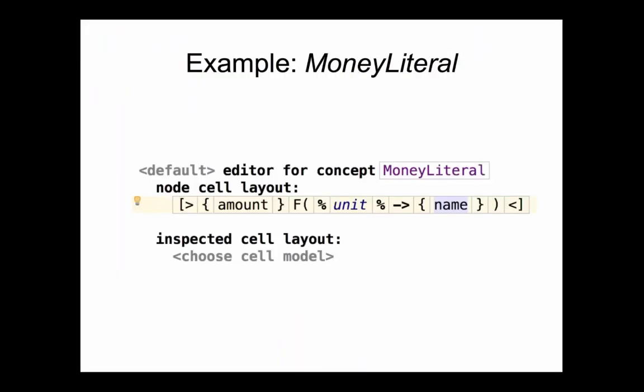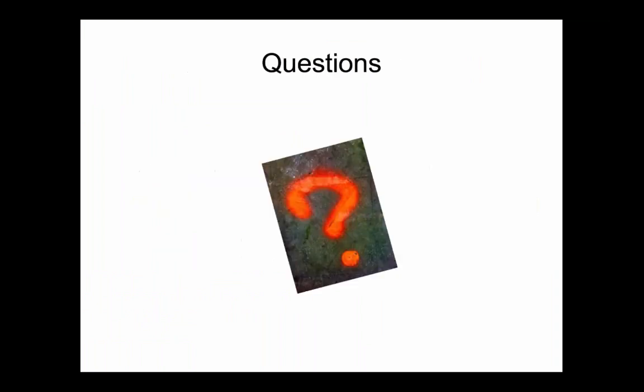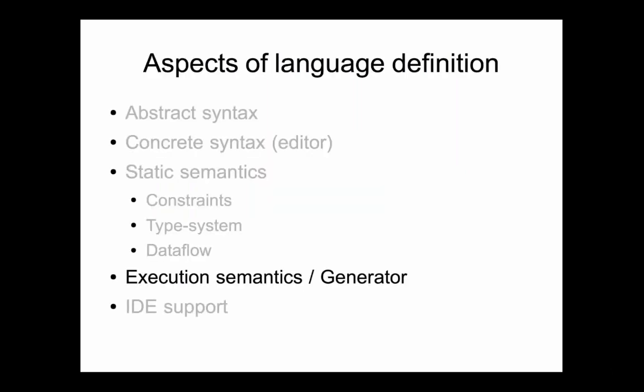For the MoneyLiteral, the editor is even simpler. It's just show me the amount and then show me the name of the currency, and all nicely side by side, organized horizontally on one line. Okay, so we'll leave questions till the end.